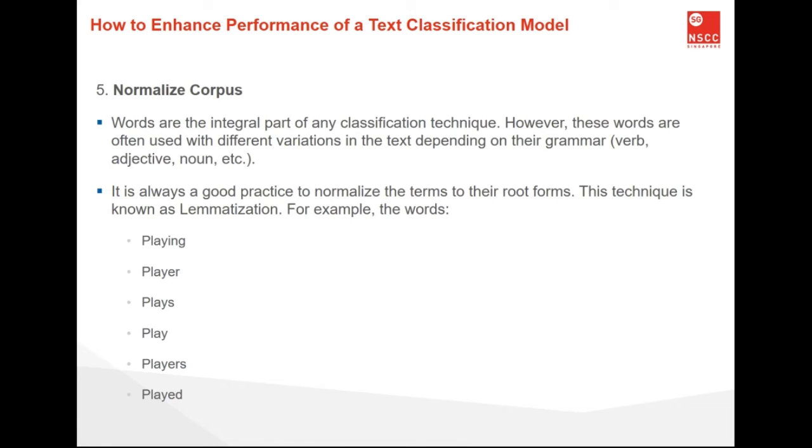For example, we have these words: playing, player, plays, play, players. All can be normalized down to the word play as far as the classifier is concerned. Performance will be good when there is a single feature for 10 variations rather than 10 features for each variation.